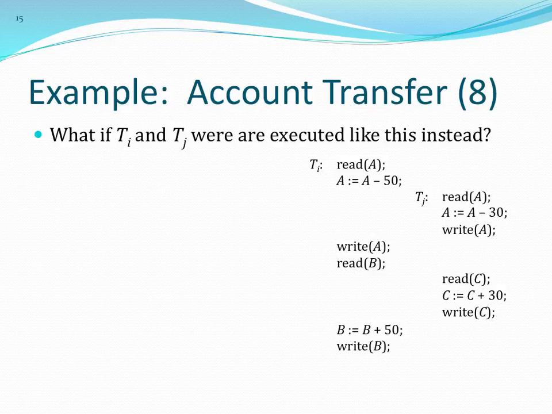So we actually have a lost update. This is called a lost update anomaly, because TJ's update just disappears. Okay? Which means, guess what? We just created $30, and banks are not allowed to do that. Okay? So that's not good.